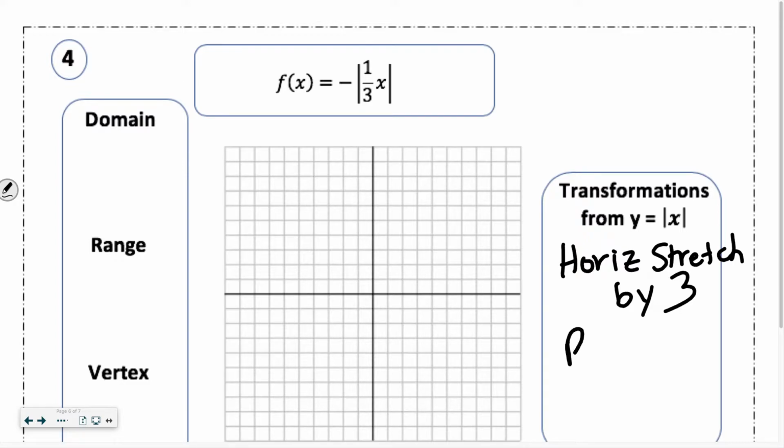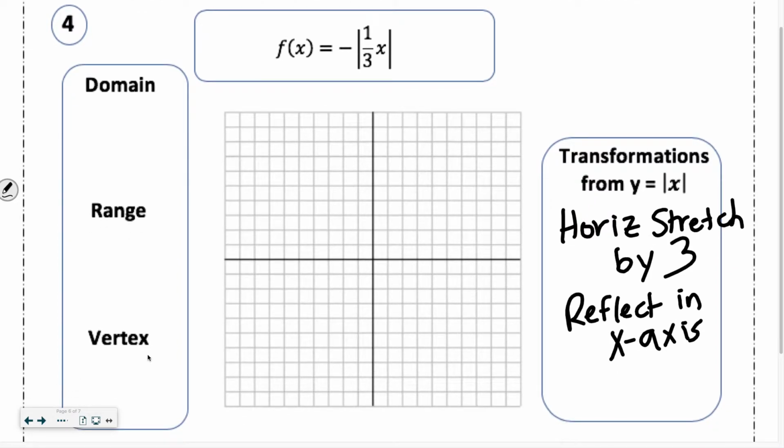Reflection? In the y or x? X-axis. Why do you know it's the reflection in the x-axis? Because the negative is outside, in the front. Okay, outside of the function. So that's a reflection in the x-axis. What does that mean for your v if you're reflecting it in the x-axis? Your v is going to be upside down. Okay.